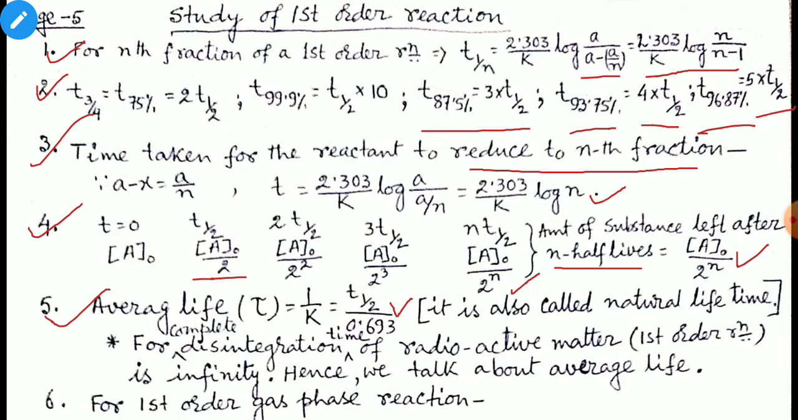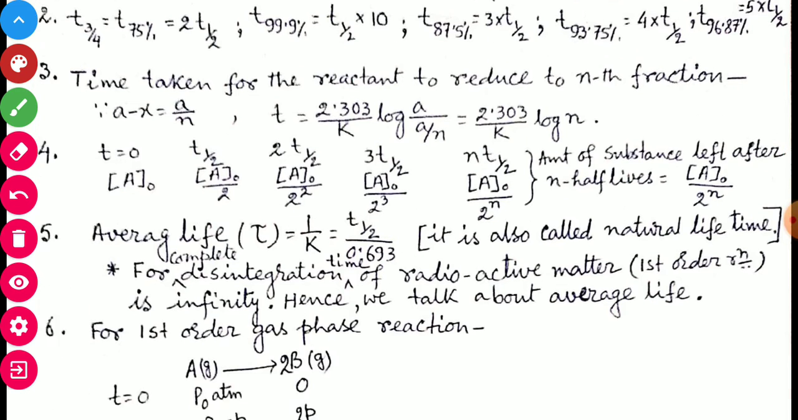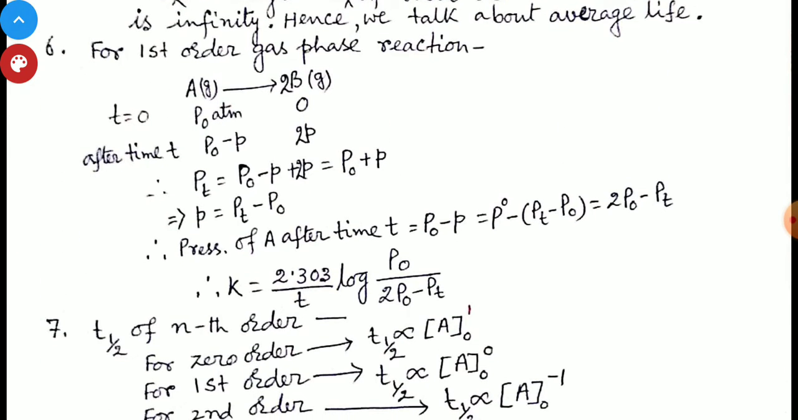It is also called natural lifetime. For complete disintegration time of radioactive matter, first order reaction is infinity. Hence, we talk about average life or natural life. Point number 6. For first order gas phase reaction, we get the relation k equal to 2.303 by t log P naught by (2 P naught minus Pt).